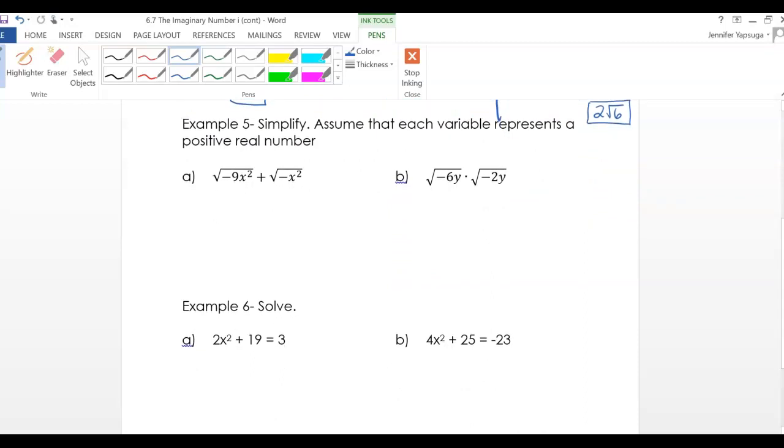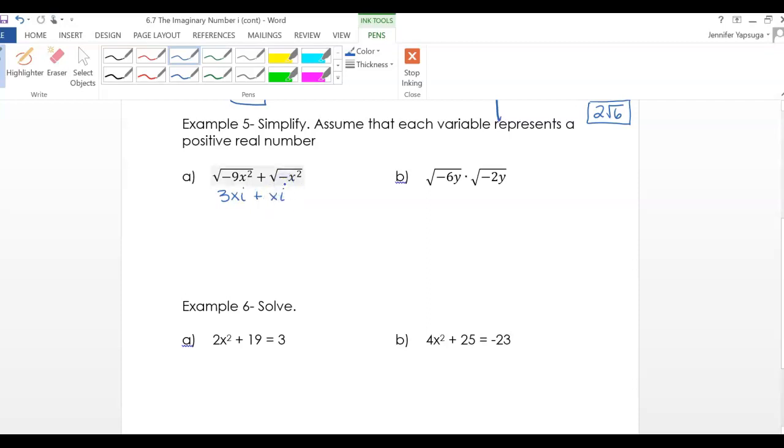All right, so let's jump down to example 5. We're asked to simplify and assume that each variable represents a positive real number. As in the examples that we did above, we want to first simplify everything in terms of our imaginary numbers. So if I were to simplify this square root of negative 9x squared, I could turn that into 3xi. And then the square root of my negative x squared just becomes a positive xi.